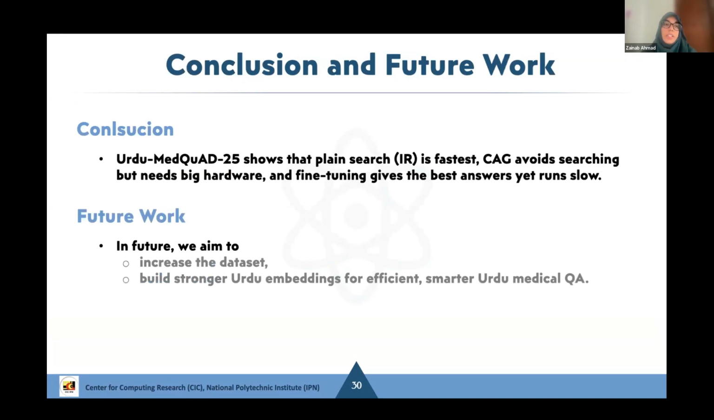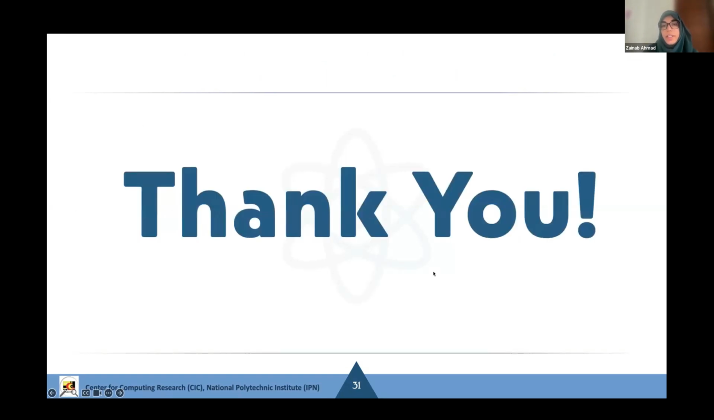If I conclude, the Urdu MedQuAD, which is our proposed corpus, shows that plain search IR is fastest, while CAG avoids searching, but we need big hardware because of the context window limitation. And fine-tuning gives the best answers yet is slow. I had mentioned the inference time as well, and on the basis of that we have concluded this.